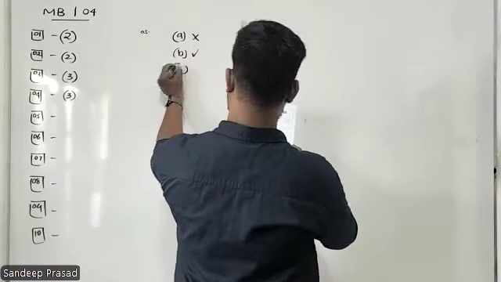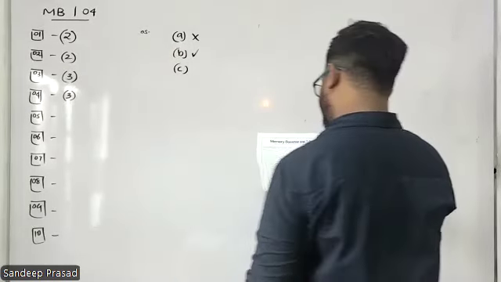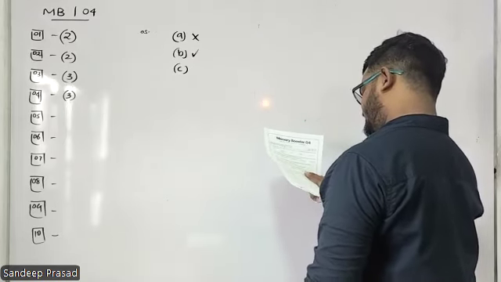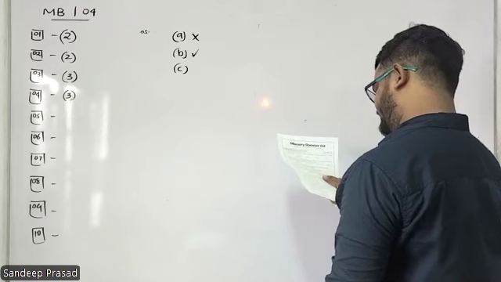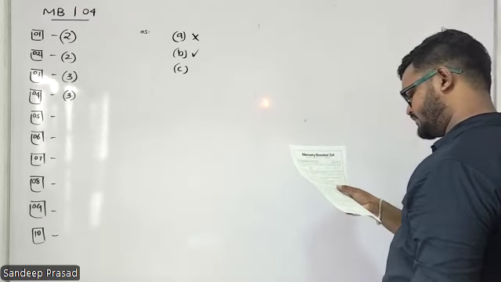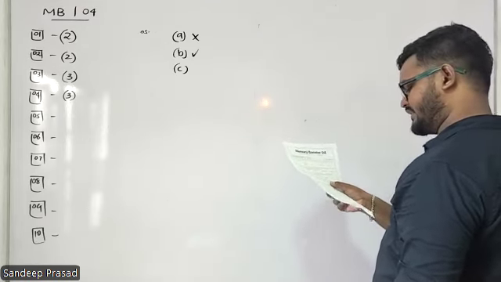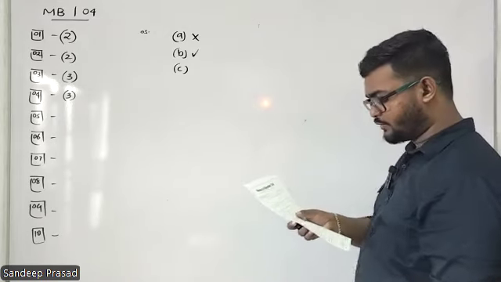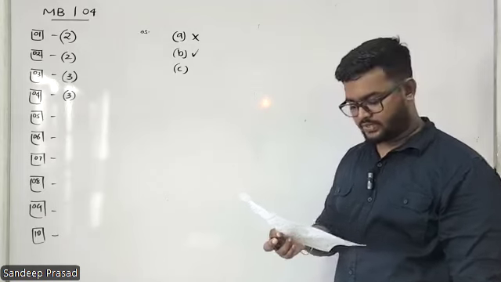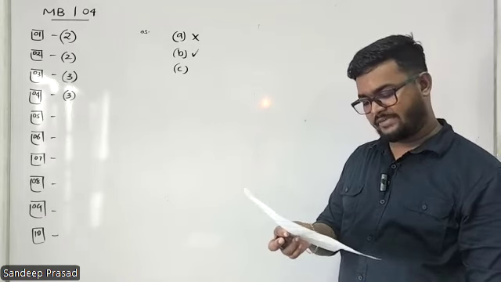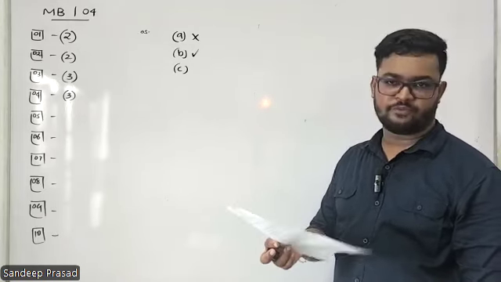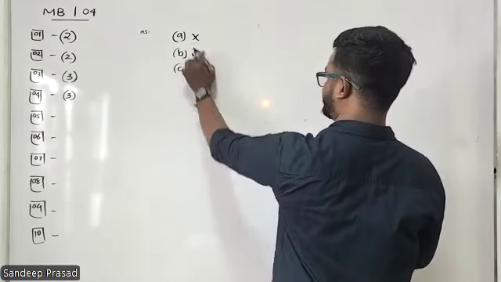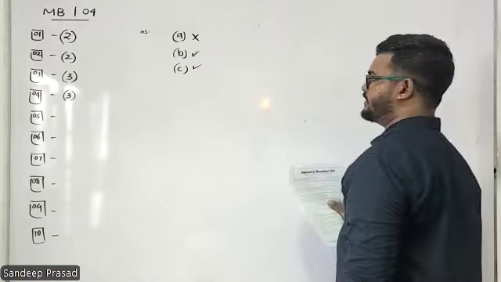B is correct. C: Isotopes of the same element are nuclides that are different from each other. Students, that one is also correct. Nuclides means, remember students, there are different numbers of nucleons.